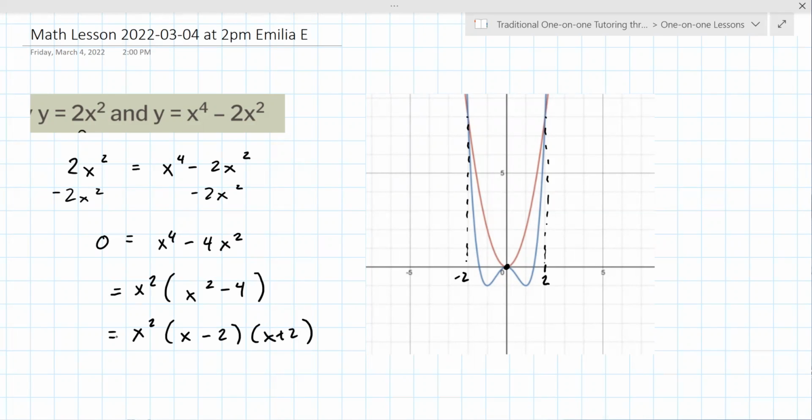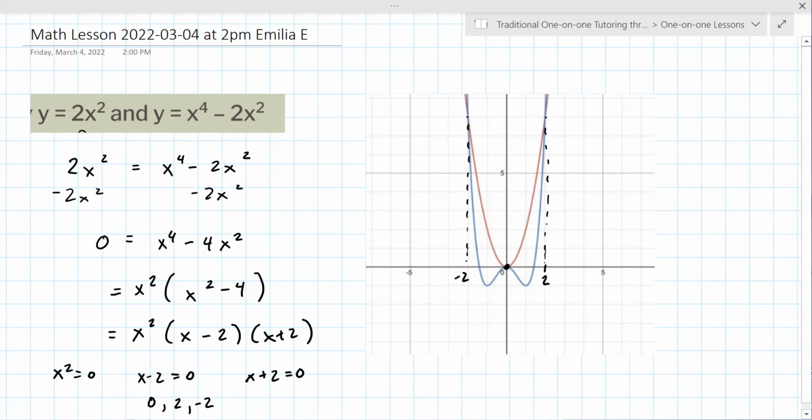And then you set each of these equal to 0. So you set x squared equal to 0, x minus 2 equal to 0, and then x plus 2 equal to 0. But because they're not testing that, you don't have to show all this work. You can just say the zeros are at 0, 2, and -2.